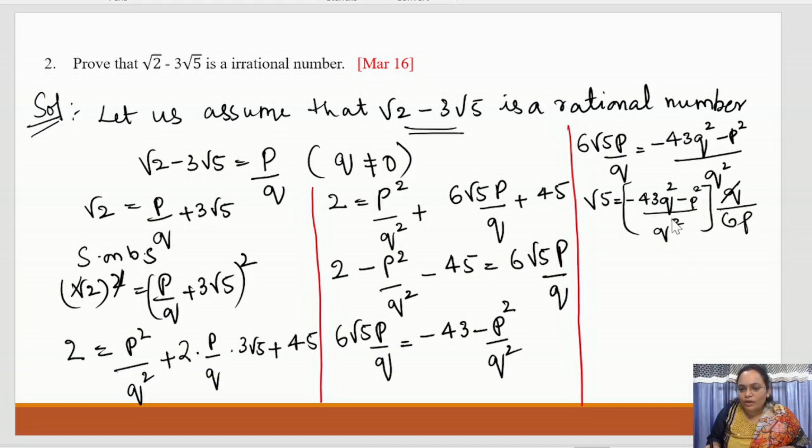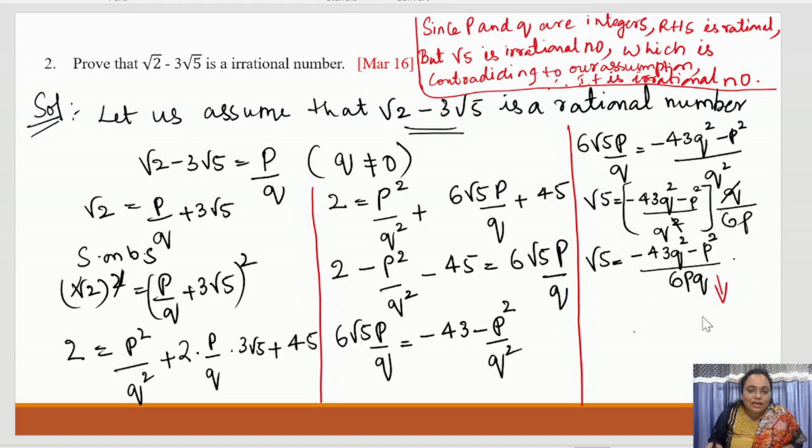Now 1q and 1q will get cancelled, right? So this will be root 5 is equal to minus 43q square minus p square by 6pq. See here, in the RHS, this p and q are integers. So we can say this RHS part is in the form of p by q and it is a rational number. Correct? It is a rational number.